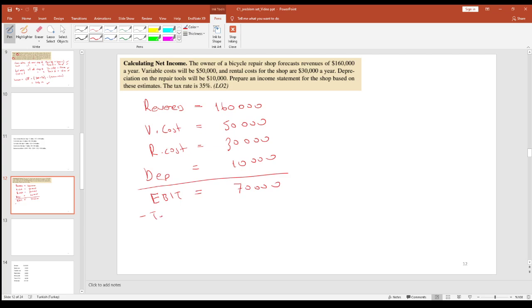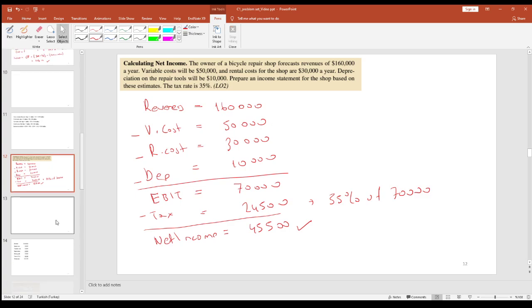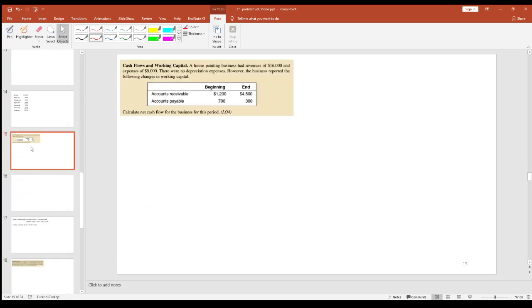And now last, taxes. 35% of 70,000 equals 24,500. 35% of 70,000, and this is going to be net income, which equals 45,500. Okay, it's done. Let's move on to the next one, and this is the proper way.